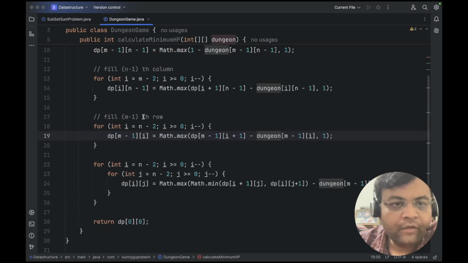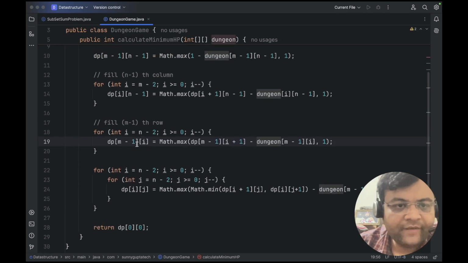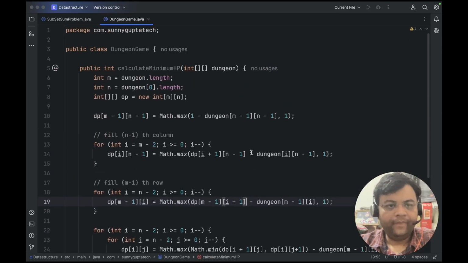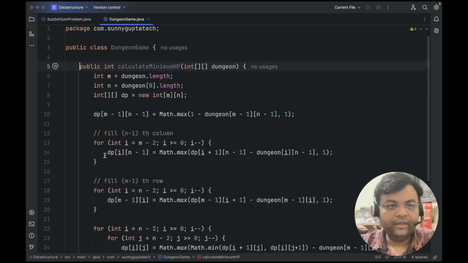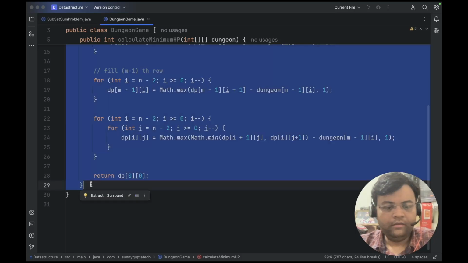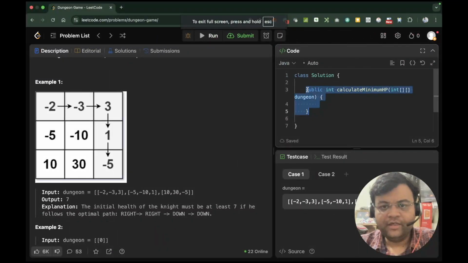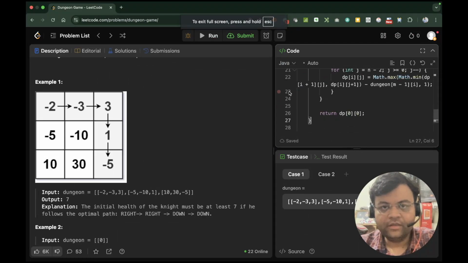Okay, now this is for the m minus first row. This is for column, this is for row. So m minus 1, m minus 1, right? So similarly, same dungeon, and this is the next column. Okay, now ideally this should work. Let's see. Let's try to submit it. Fingers crossed.